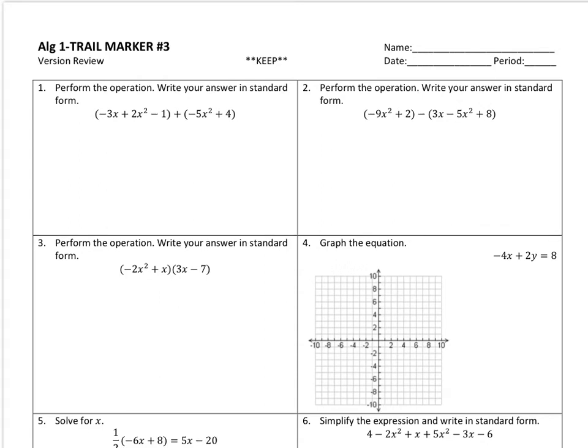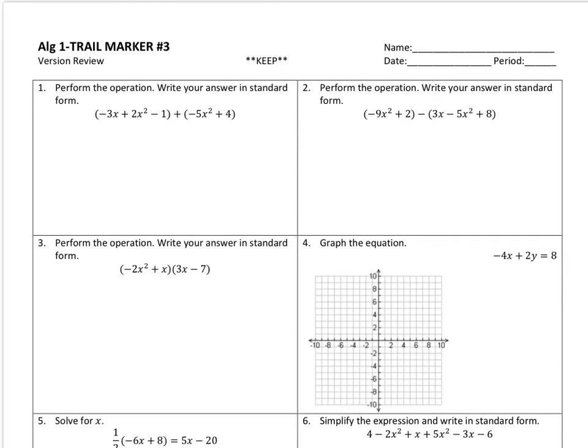Hey guys, we're working on Algebra 1 trail marker number 3. This is 12 questions. There will only be 10 on the trail marker, but I wanted to show you multiple different types of options that could come up in terms of the system on the second page. It could be elimination or substitution. On the first two questions right here, it could be addition or subtraction. So let's take a look.